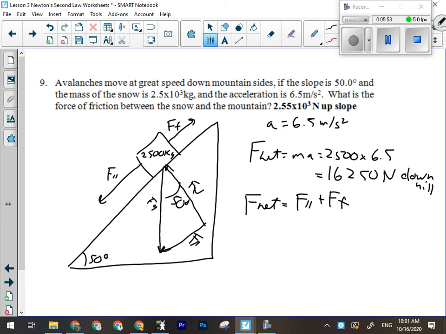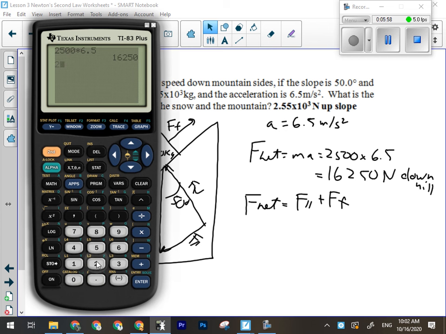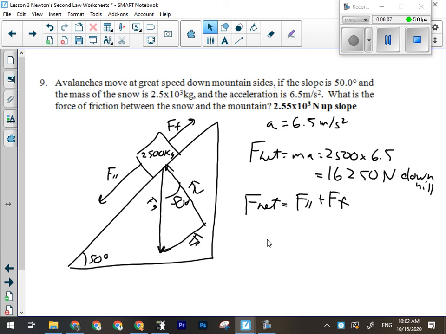And using that triangle inside, I've got my force of gravity, which will be m times g. So 2,500 times 9.81. All right, so we got 24,525 newtons. Okay, and now I can calculate F parallel. F parallel will be the sine of 50 times 24,525 newtons.